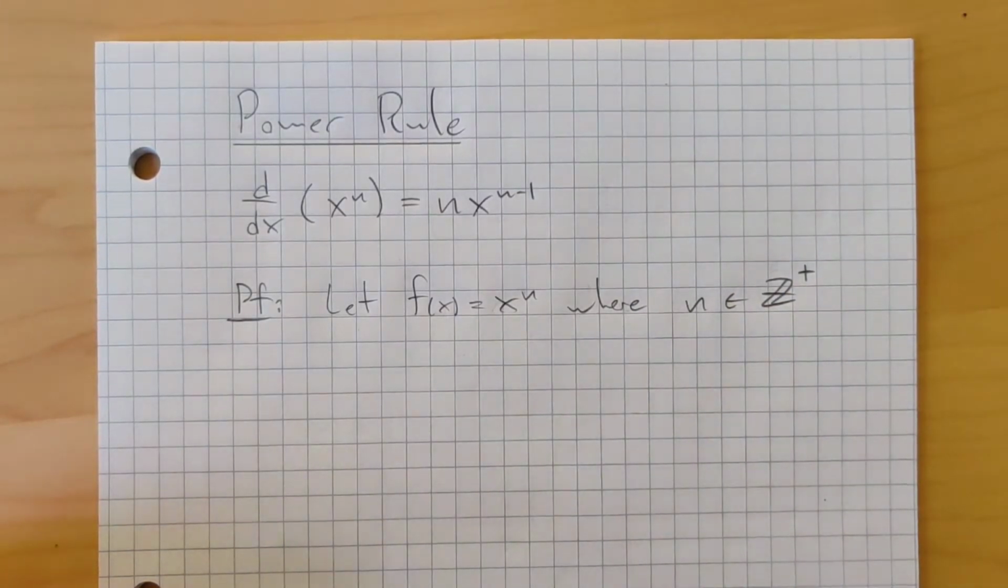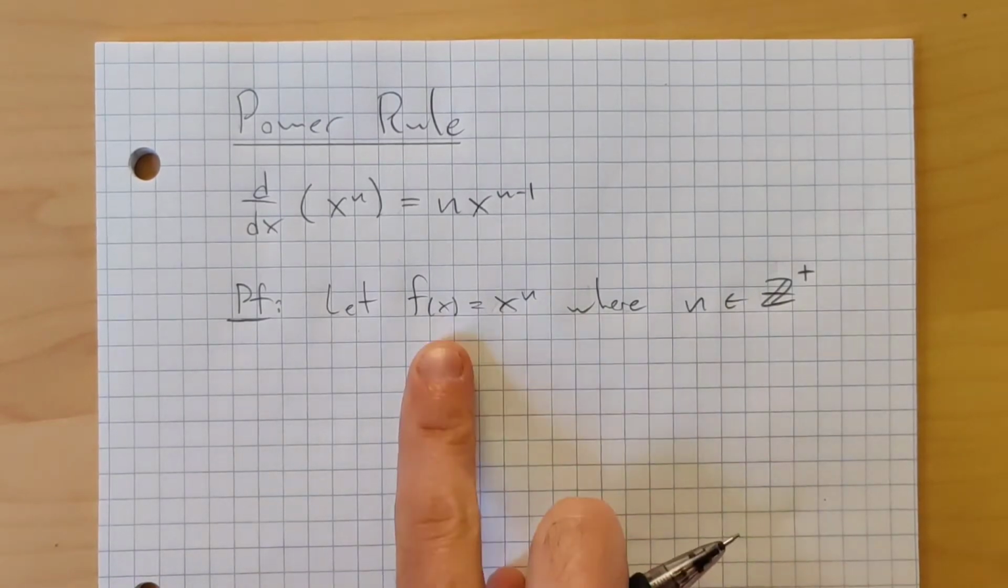So 1, 2, 3, and so on. It works more generally, but this proof is only going to work when n is a positive integer. If you wanted to prove it for other values, you'd have to do something else. But let's do it for the positive integer case at least. We end up using that case a lot, but like I said, it's true more generally. So here we go.